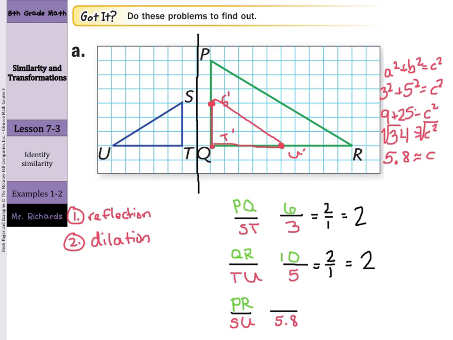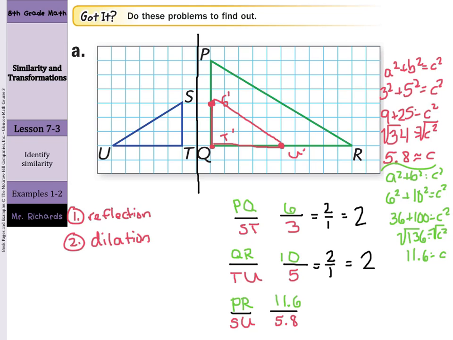Now, what about our PR? Once again, if we used a squared plus b squared equals c squared, our PQ is 6, our QR is 10, and that needs to equal c squared, so 36 plus 100 equals c squared. 136 needs to equal c squared. And if we take the square root of both sides here, we end up with, again, rounding to the nearest tenth, 11 and 6/10 is about equal to c.